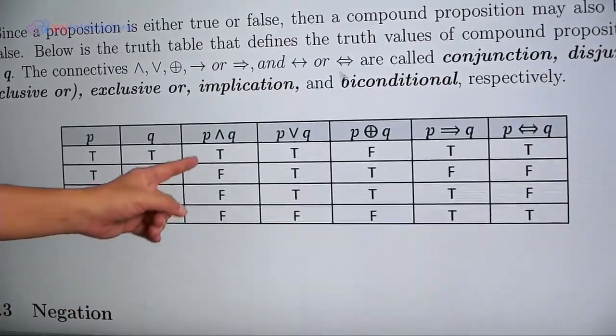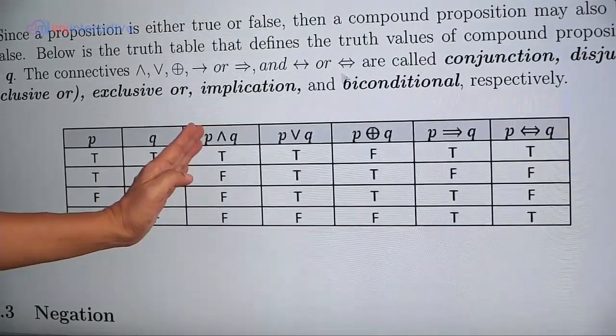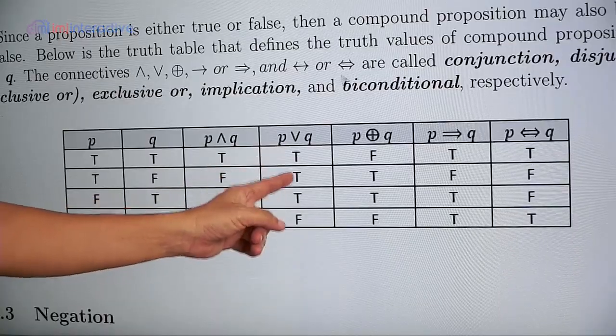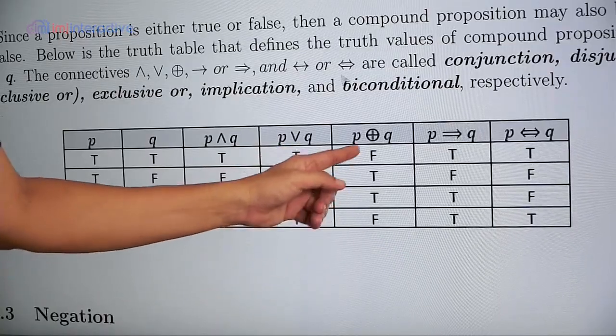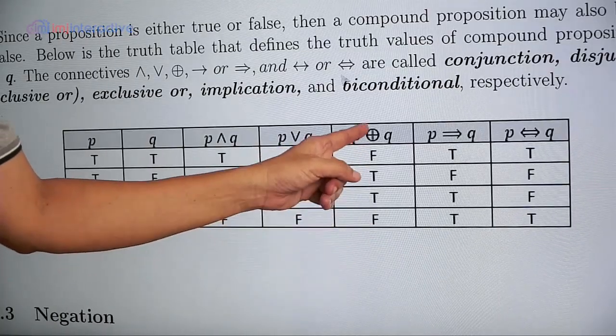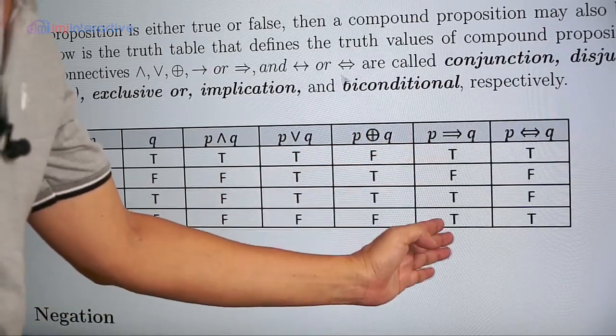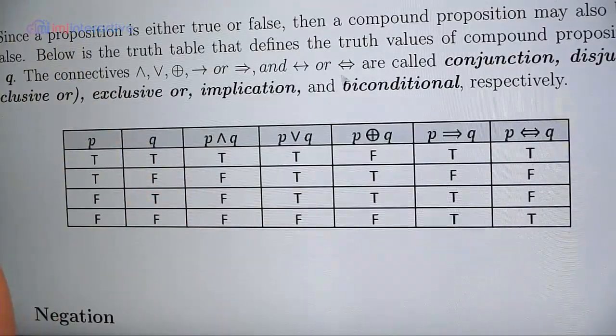Now, you have here the values. This is for conjunction, and this is for inclusive OR, V. This is for exclusive OR, circle with a plus inside. This is for your implication, and this is for your biconditional.